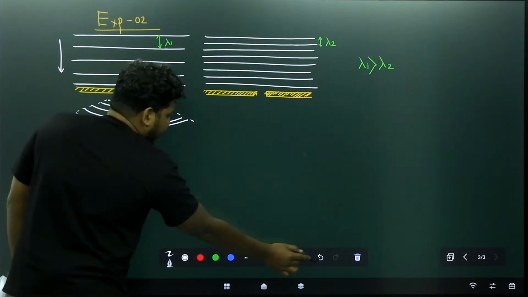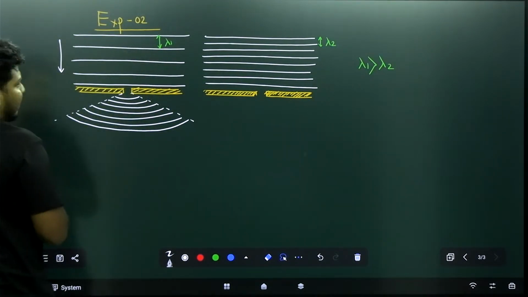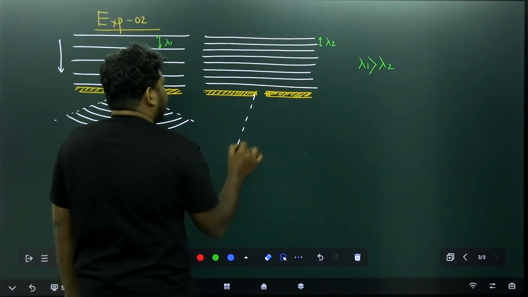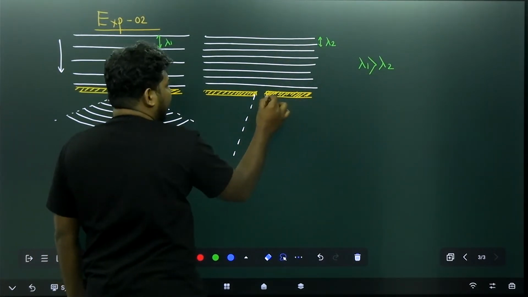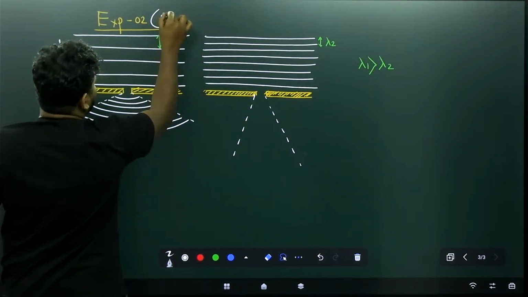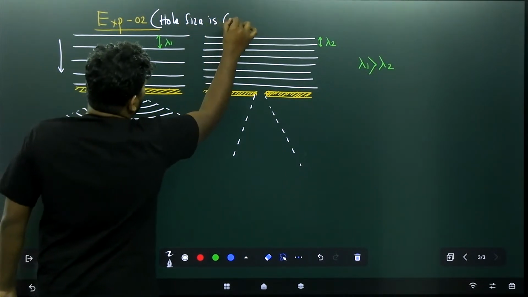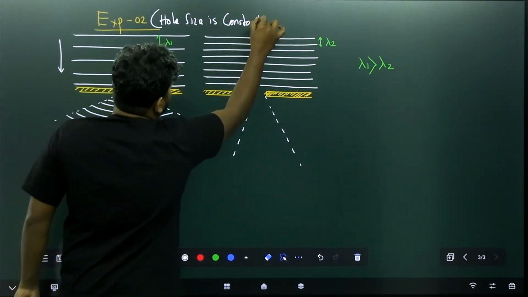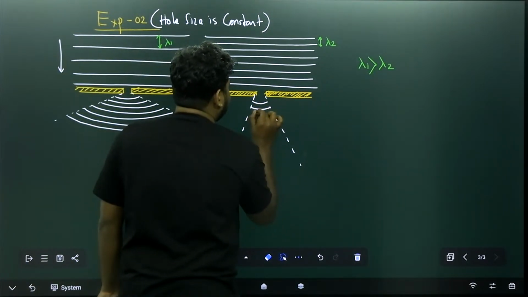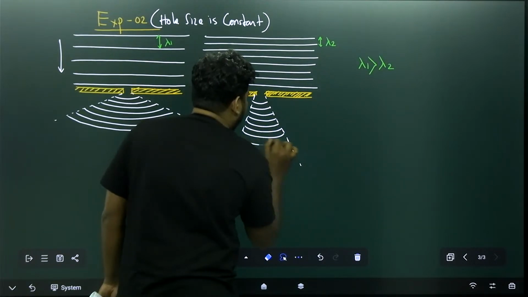So the dispersion looks like this. For this one, the spread will decrease. When the lambda decreases, the spread will decrease. In this experiment, the hole size is constant. So the spread looks like this, a small amount of spread.